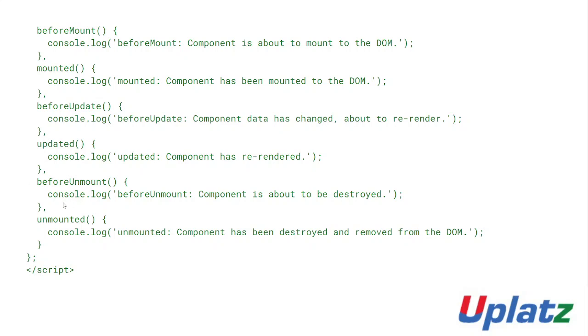Before unmount, console.log before unmount colon component is about to be destroyed. Now unmounted within curly braces, console.log unmounted colon component has been destroyed and removed from the DOM. Finally, script tag is closed.